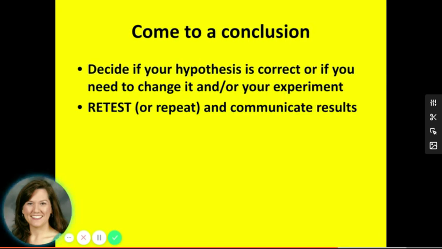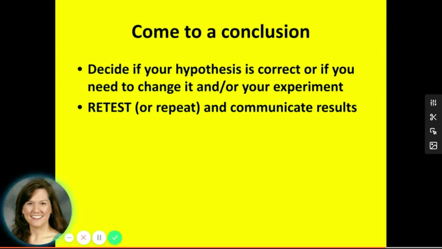Once you have gathered all your information and you've analyzed it, then you come to a conclusion. You have to decide, well, is your hypothesis correct? Or if you have disproven it, you might need to go back, change your hypothesis, or change your experiment, or both, and redo. So you would retest and repeat no matter the results. If they're positive or you've proven the hypothesis, you have to retest just to make sure. And then most scientists would then communicate the results, write an article in the science journal, and things like that, because other scientists would need to know about their results.